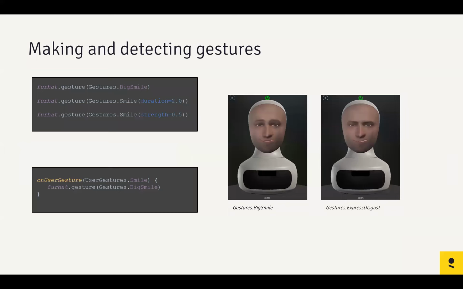We can also make gestures, so we can perform different gestures. There is a gesture library, for example, this big smile or the express disgust that we can ask Furhat to do. We can also add different strengths and duration to these gestures. We also have some functionality for detecting gestures in the user. So for example, we can do this on user gesture, smile, to detect when the user is smiling and then ask Furhat to smile back to the user.